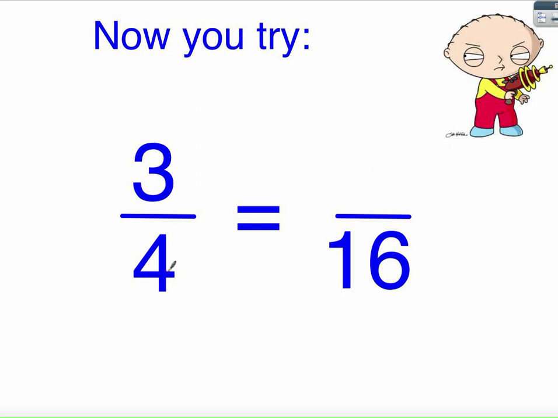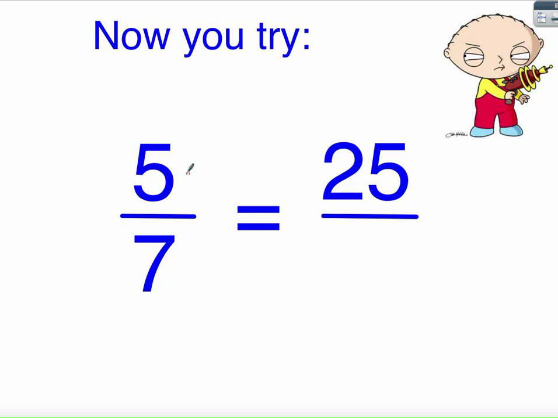So all you do is you start with this denominator and you either look at multiplication or division and you ask yourself, what did they do to the 4 to get 16? Well, basic math facts tells you that they multiplied by 4. Now the rule is, and you've got to follow this rule all the time, whatever you do to the bottom of a fraction, you've got to do the same thing to the top. So if we times it by 4 on the bottom, we've got to times it by 4 on the top, and 3 times 4 is 12. So that means 3/4 is the same as, or equivalent to, 12/16.